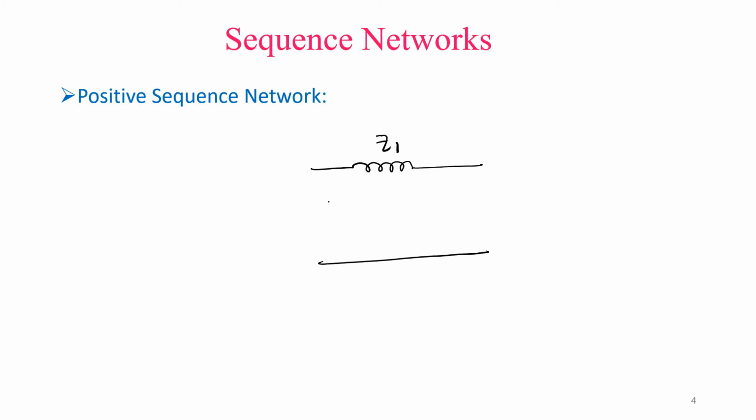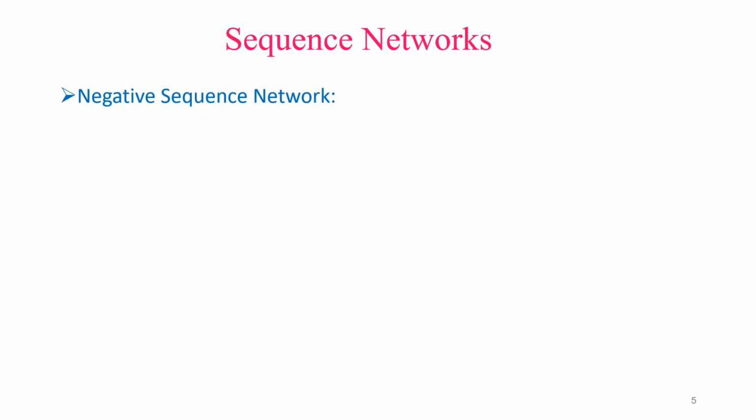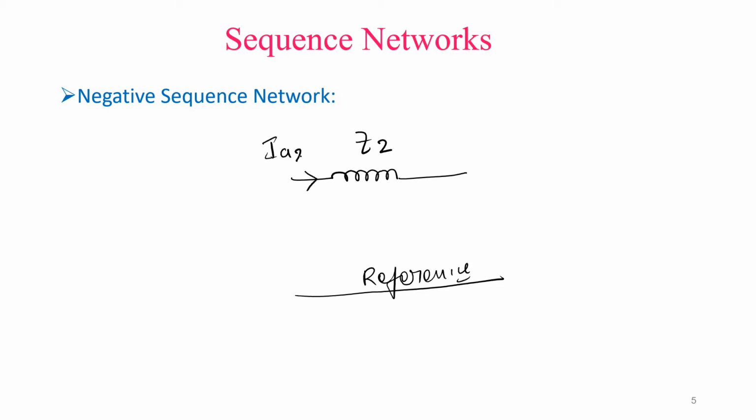Now let us draw the sequence networks for the positive, negative and zero sequence. For the positive sequence, the circuit will have only the positive sequence impedance. Let us take this line as a reference line, and the current flowing through the circuit is IA1. What is the value of Z1? Z1 is nothing but the leakage reactance of the transformer. Now coming to the negative sequence network, this is as simple as the positive sequence. In place of the positive sequence impedance, you just represent the negative sequence impedance. This is the reference line, IA2, and this is also equal to the leakage reactance.